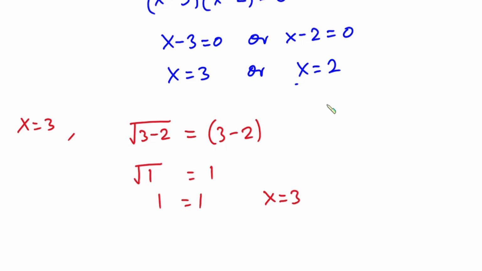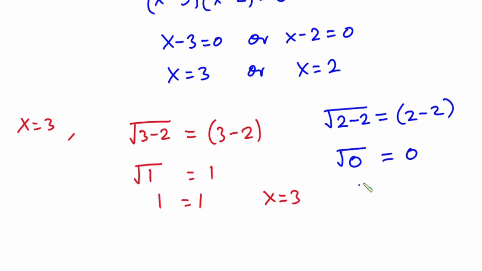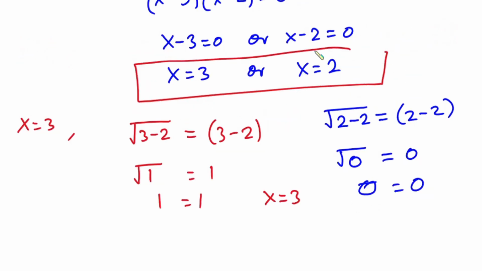Now let's go ahead and test for x is equal to 2. So if x is equal to 2, then we have square root of 2 minus 2, and this is equal to 2 minus 2. Now on the left hand side, we have square root of 0, and on the right hand side we have 0. Square root of 0 is still 0. So here you can also see that the left hand side is equal to the right hand side. So it means that these values of x satisfy the equation.